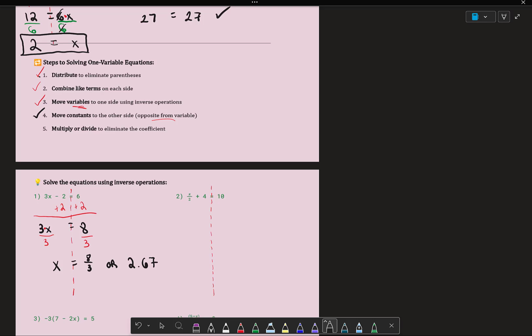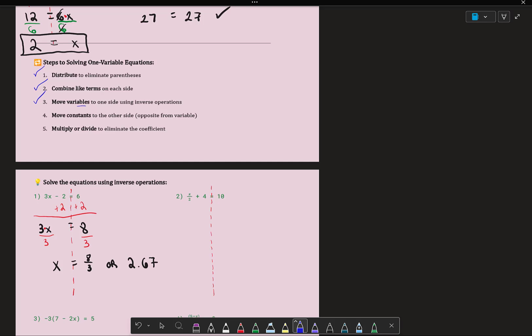Example 2, x divided by 2 plus 4 equals 10. So again, we can skip step 1. There's no parentheses. Step 2, we can also skip because there's no like terms on each side. This side right here, one term is a positive 4. The other term involves an x. So we can skip that step. We can skip step 3. There's only one variable in the problem, so we don't need to move variables to one side using inverse operations.